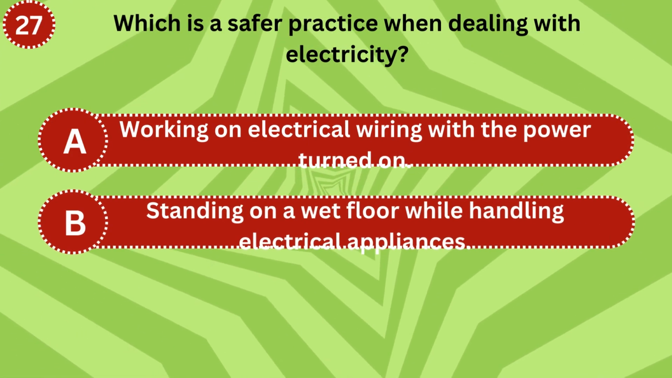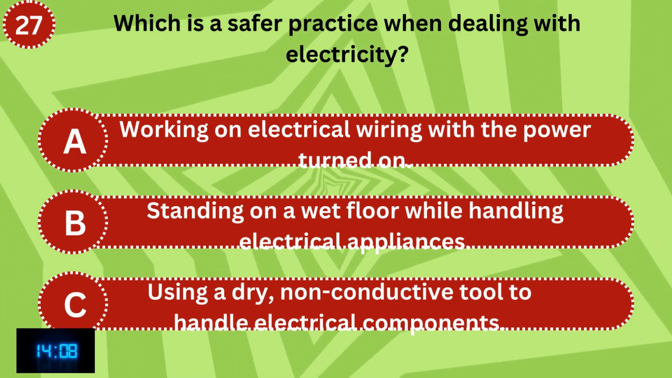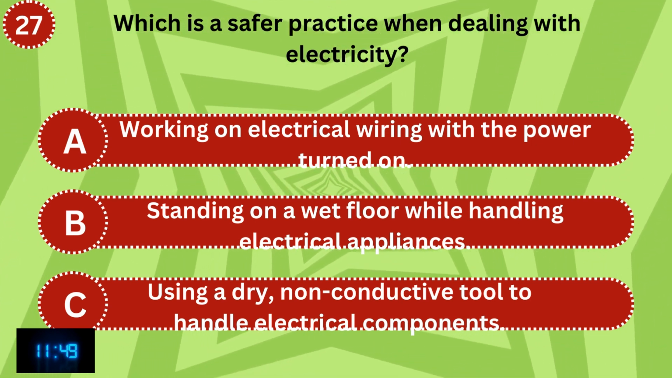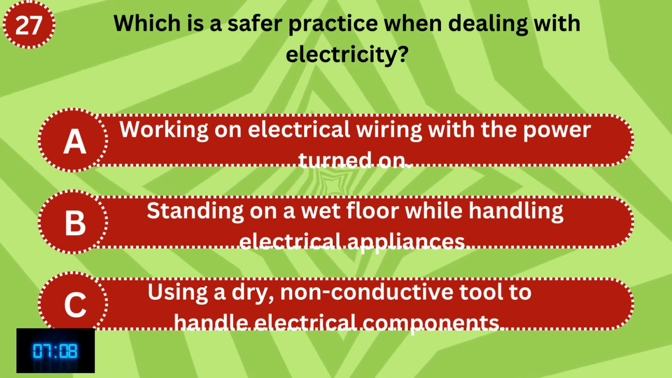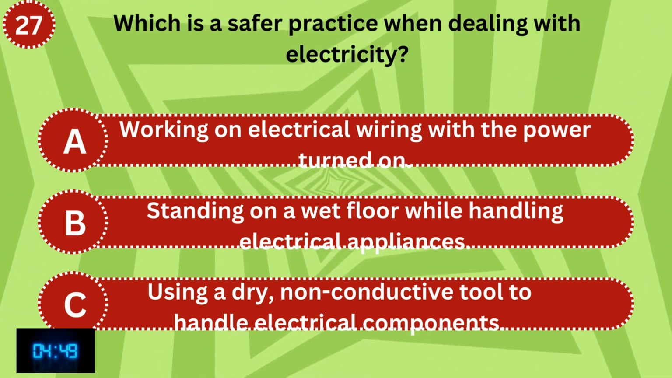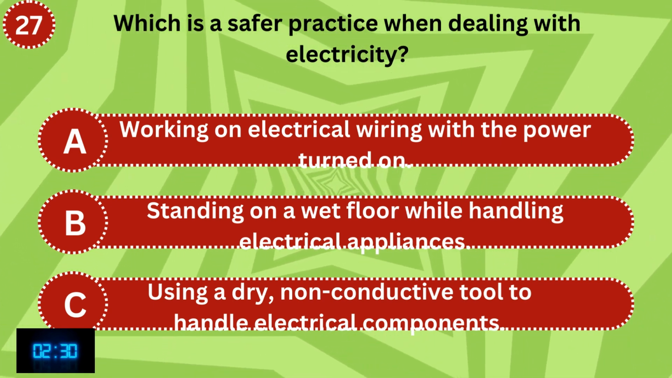Which is a safer practice when dealing with electricity? Working on electrical wiring with the power turned on. Standing on a wet floor while handling electrical appliances. Using a dry, non-conductive tool to handle electrical components.